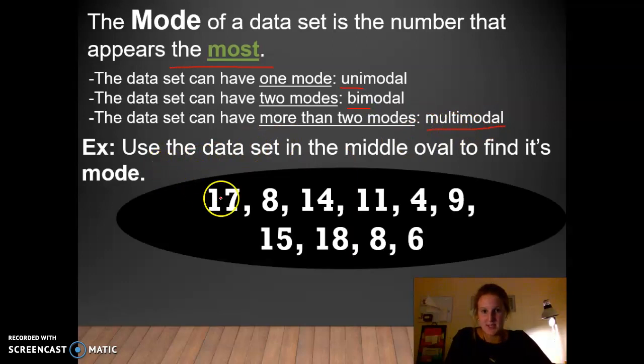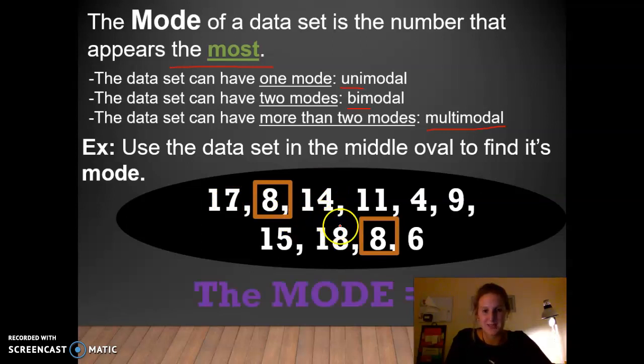Here's the data set. Here's my example, okay? We need to find the mode. What number shows up the most? I see 2 8s, so the mode is 8. I'm covering it, but the mode is 8, okay? It shows up the most. I think mode is easiest to find.